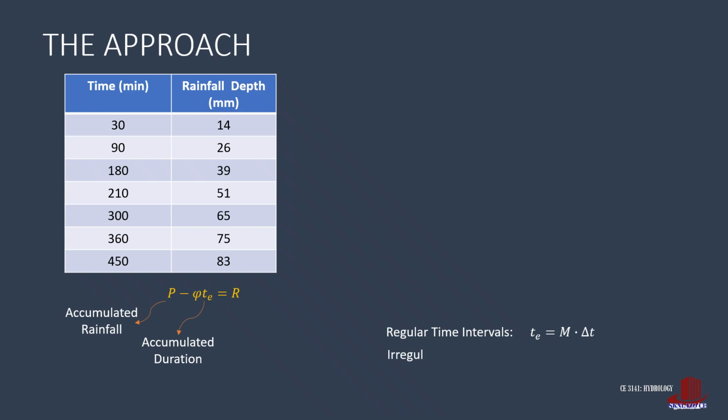The second case is when the time intervals are irregular, like jumps could be anywhere from 1 hour to 1.5, then 2 hours to 5 hours, and so on. In this case, take T sub E as the summation of delta T. Delta T is the incremental time. The last parameter from the equation is accumulated or total direct runoff. This parameter can either be provided in the table or is given.